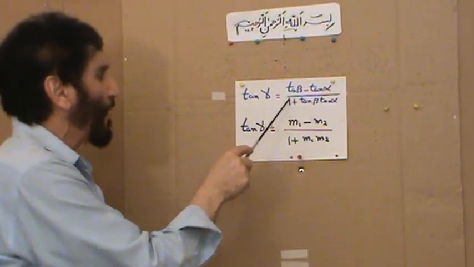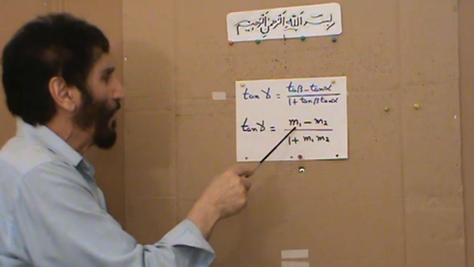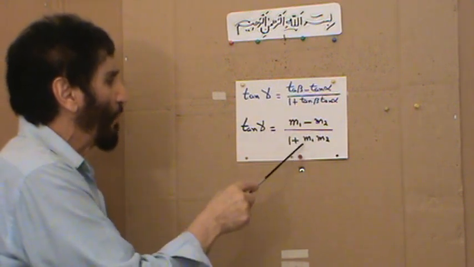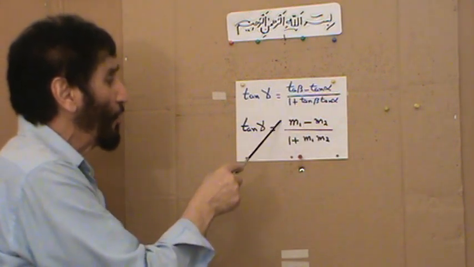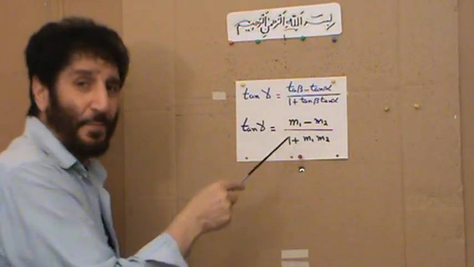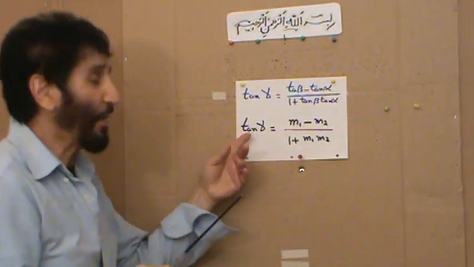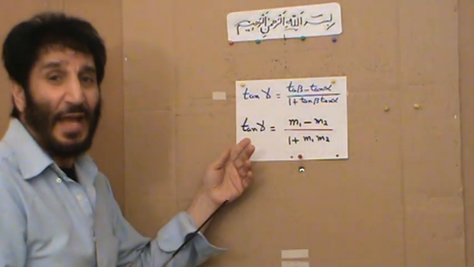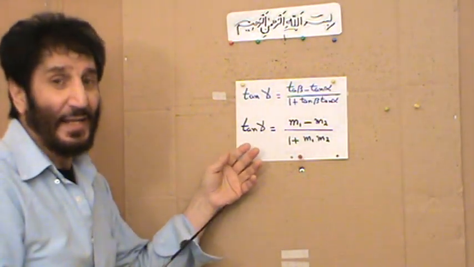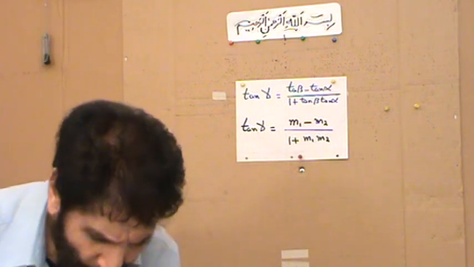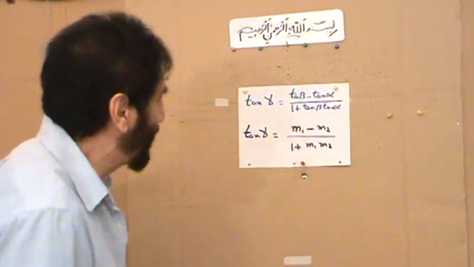Tangent of gamma equals this, and this is m1, this is m2, 1 plus m1 m2. Now we are going to discuss this fraction and see what kind of information it can give us as far as the tangent of gamma and the angle gamma are concerned. Now, do I have it? Yes, I do.